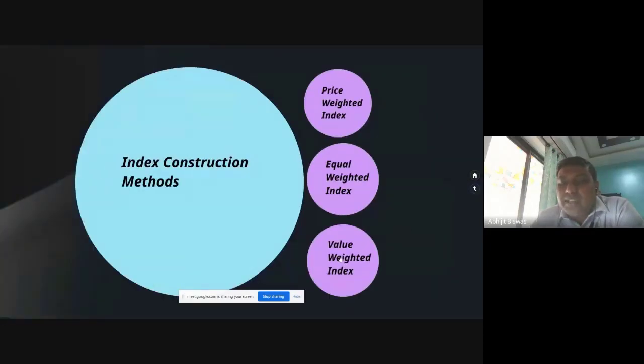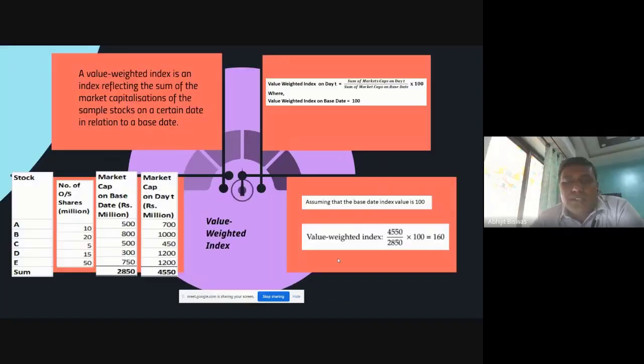Now I'll come to the value weighted index. This is more important, and this is more practical, and this is what is used in the real world. So we will get into a little more detail on this. What is the formula for calculating the value weighted index? First we'll talk about the formula, then I will go to the illustration, and then I'll come back to the definition so that it is easier for you to relate.